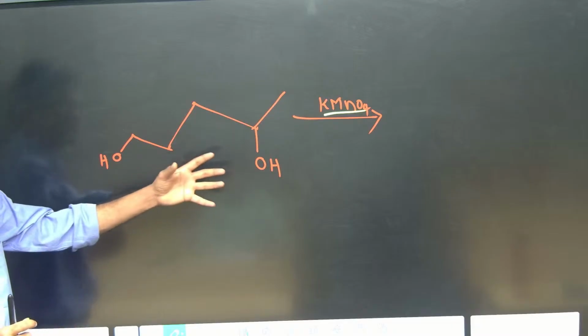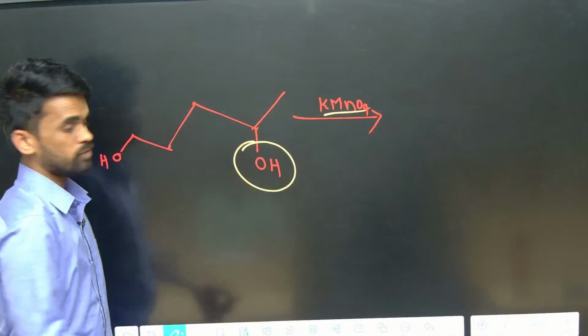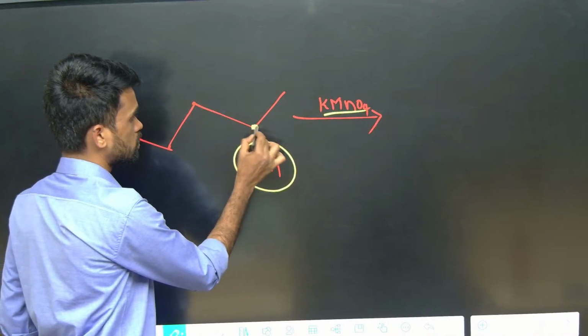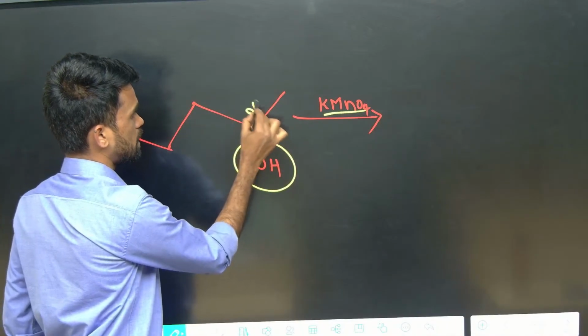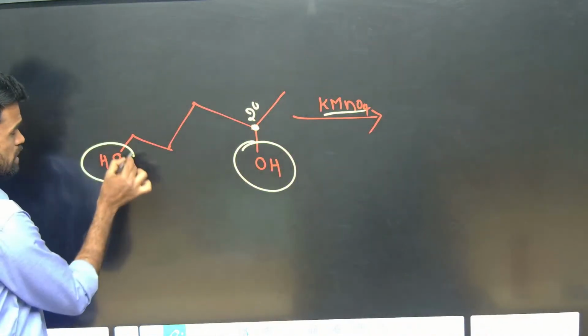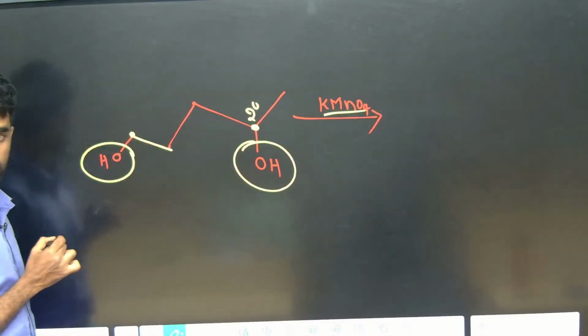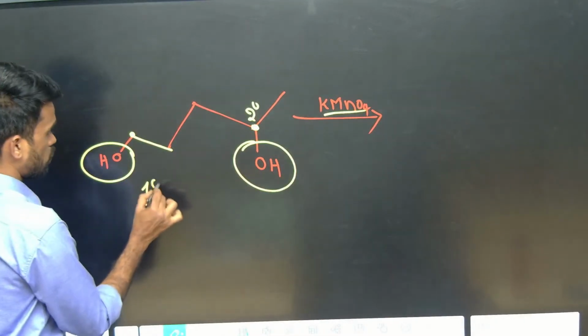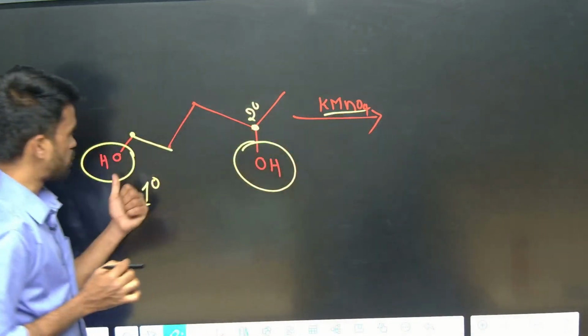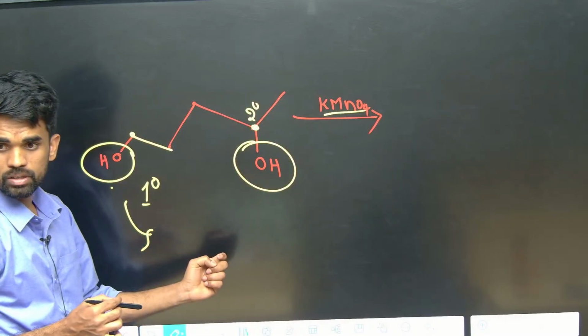First of all, identify what things we have in the substrate. OH group. Which type of OH group is it? Secondary OH it is. And what about this OH group? It is attached to a carbon that is attached to only one carbon. So primary. Now we know that with KMnO4, primary converts into carboxylic acid, and secondary converts into ketone.